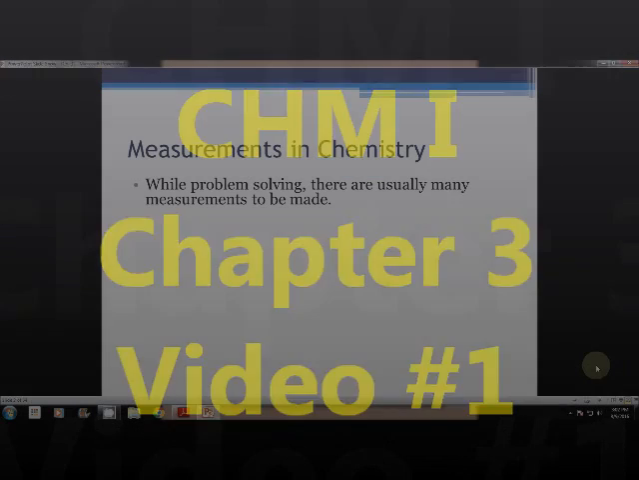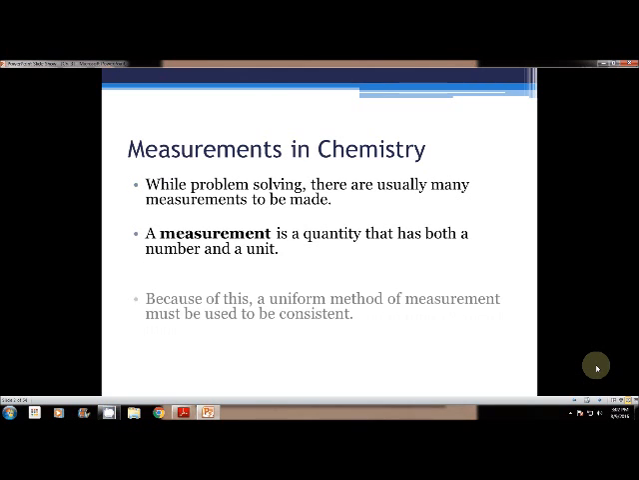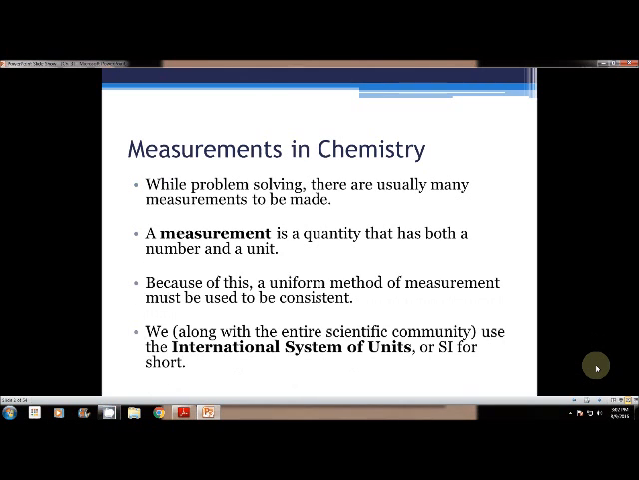Chapter 3 is all about our mathematical background for the rest of the year in chemistry. So it's all about our measurements. We are going to be taking measurements and using measurements for the rest of the year because we problem solve in this class. So the definition of measurement is a quantity that has both a number and a unit.